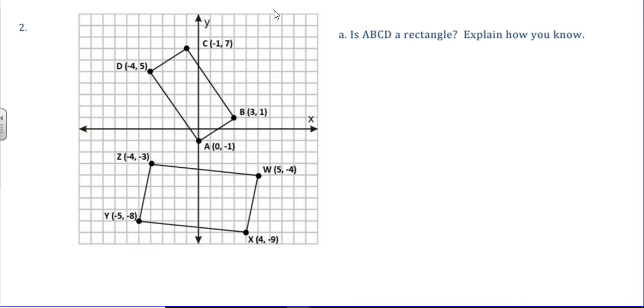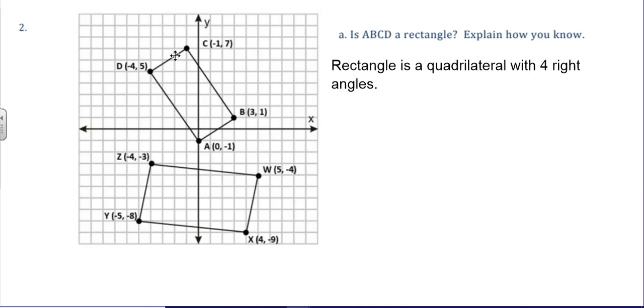We want to determine if quadrilateral ABCD is a rectangle and explain how we know. So the first thing we need to know is, what does it mean to be a rectangle? A rectangle is a quadrilateral with 4 right angles. So what we need to do is see if it has 4 right angles. Since this rectangle is on a coordinate plane, we can check for right angles by checking for perpendicular segments or opposite reciprocal slopes.